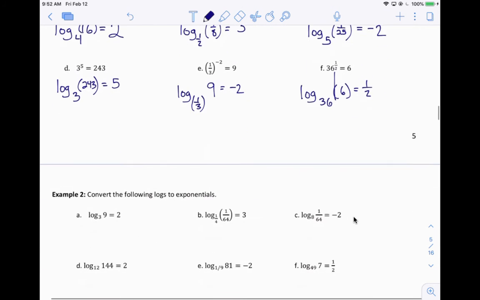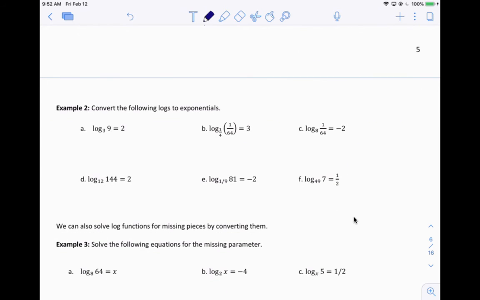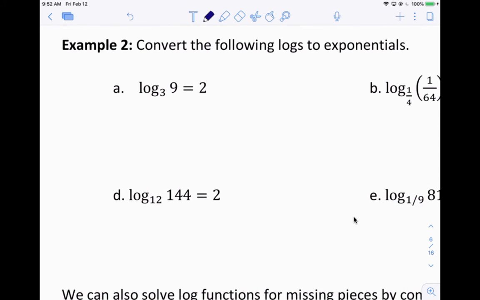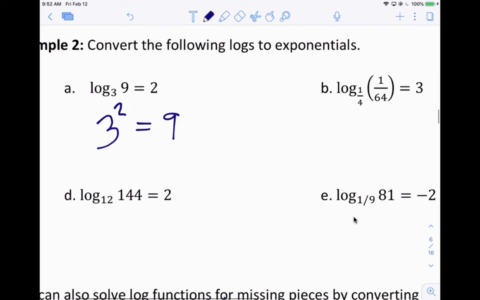All right, now that we've done that, let's see if we can go backwards. Let's see if we can take a log expression and make sure that it is in fact accurate. This reads as log 3 of 9 equals 2. Log 3 of 9 equals 2. But what it's really saying is that the power that takes 3 and gives you 9, that power is 2. So we can rewrite it as 3 squared is 9. Cool, and that is a true statement.